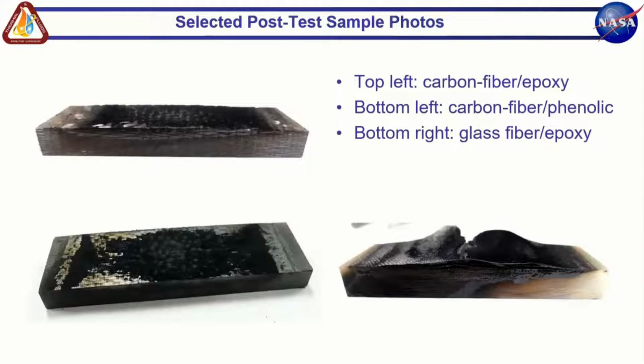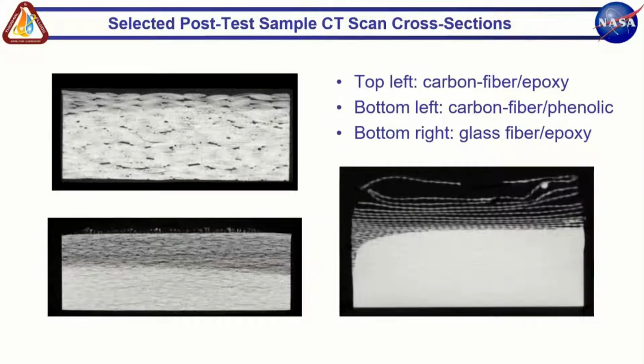So we have three different examples of our test samples here. We have the carbon fiber epoxy, carbon fiber phenolic, and glass fiber epoxy. And all of these were exposed to the plasma for 40 seconds. We first take the CT scan of these samples, and you can see a cross-section through the middle of the sample crossways in these images, and you can see the difference in X-ray transmissivity between the charred material and the virgin material.